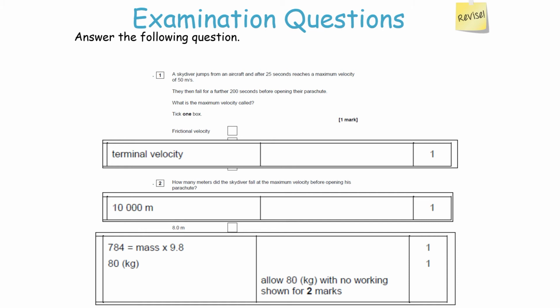Now again, the last thing you should always do in a physics calculation is check the answer. Does that sound reasonable? For example, if we got an answer for a human of 80,000 kilograms, that's not going to be right. But if it is 80 kilograms, that's about right for an adult man. So therefore, it probably will be right if the answer looks right. So again, 80 kilograms is the correct answer.